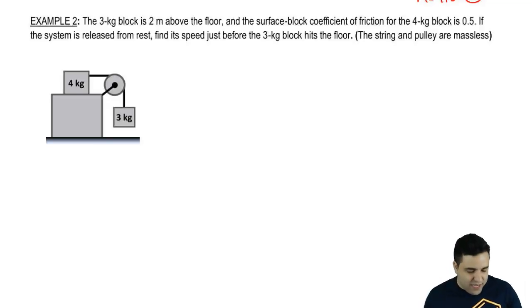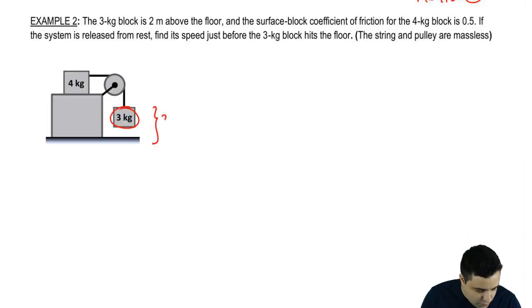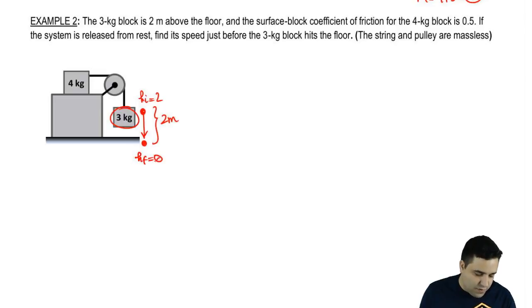All right, so here I have a 3 kilogram block, 2 meters above the floor. So this gap between the initial position and the final position is 2 meters. I like to draw this little arrow and indicate that the initial height is 2 and the final height is 0, so that when I plug this stuff into my energy equation, I already have some of these numbers figured out.